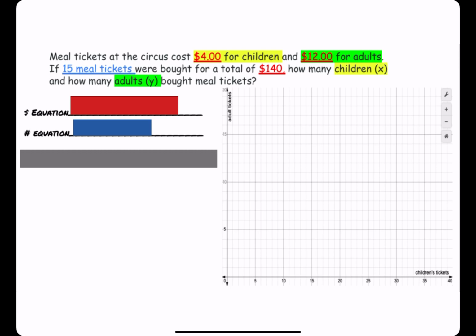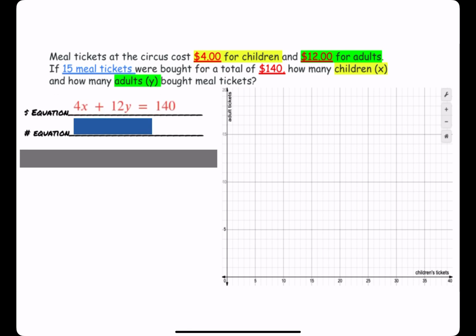First, because they asked you to use X for the number of children's tickets and Y for the number of adult tickets. They also gave you a very nice pre-labeled graph with children's tickets and adults' tickets on the X and Y axis. But mostly because we're talking about two different types of data: cost and number of tickets.